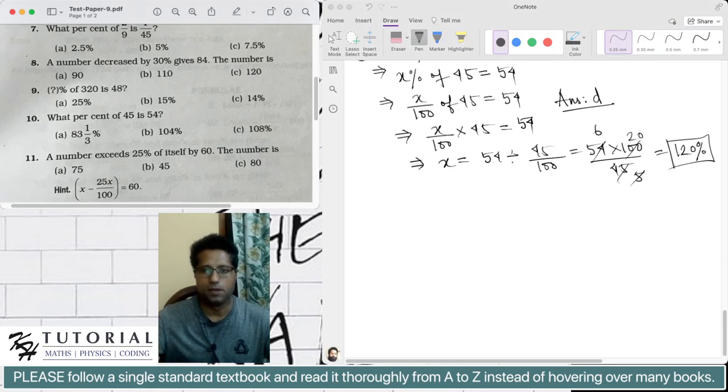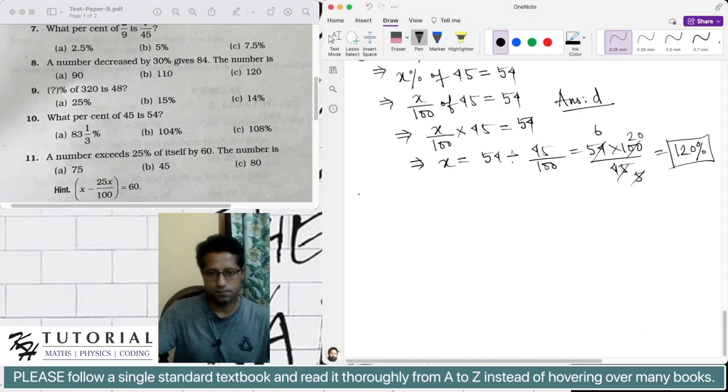Okay, let's do problem number 11. A number exceeds 25% of itself by 60. The number is... Okay, so this kind of word statement, it is extremely critical and very important that you understand the language of the problem, what exactly it is saying, what exact information it is giving, and what information it is asking. That is a very crucial step.